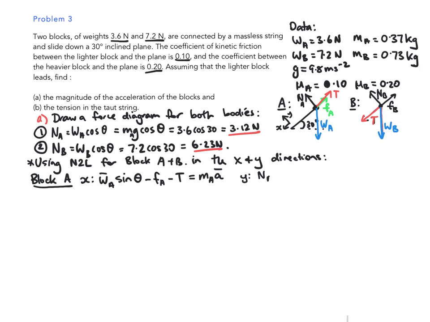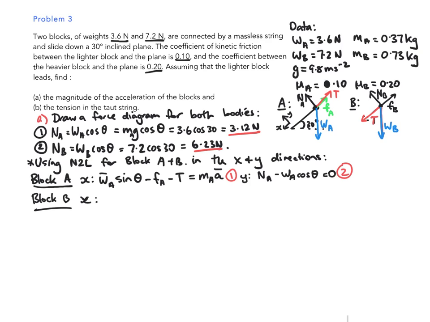We've got N_A minus W_A cos theta equals 0. So I'll call this equation 1. This is equation 2. Let's look at block B now.